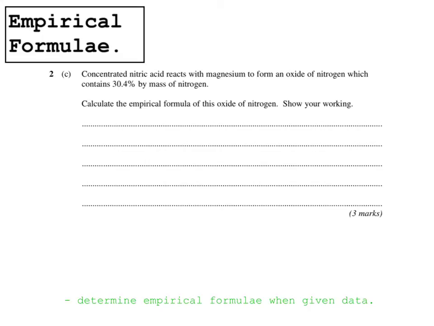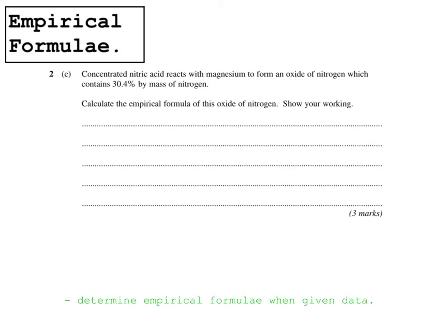So we're working out an empirical formula of an oxide of nitrogen, and that tells us that basically we've got nitrogen and oxygen joined together. There's going to be nothing else in the compound, just nitrogen and oxygen. So they've told us the percentage of nitrogen in the compound. So if 30.4% of the compound is nitrogen, that means the rest of it must be oxygen.